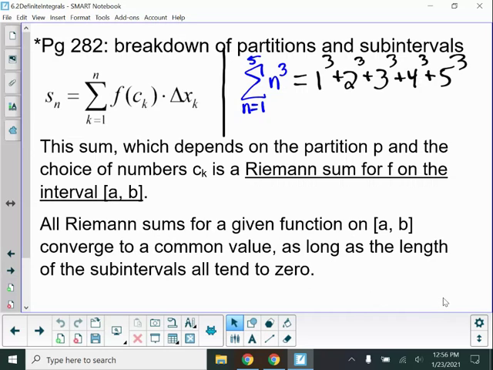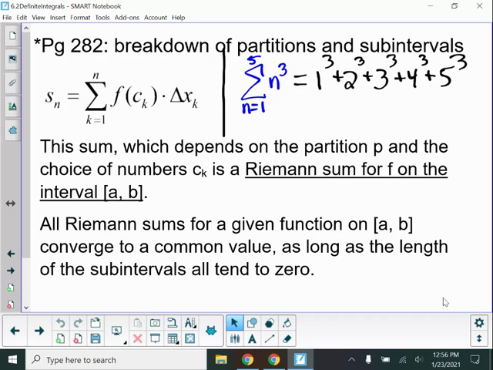There is a breakdown on page 282 in your textbook of the partitions and the subintervals. And I actually wrote out a sigma here. If we have the sigma from n equals 1, I use n instead of k, but it doesn't really matter what letter you use there as long as it's consistent. So from n equals 1 to 5 of the equation n cubed, that would be 5 terms being added together: 1 cubed, 2 cubed, 3 cubed, 4 cubed, 5 cubed. So you plug in the 1, then the next integer, then the next integer, until you get the whole way up to 5, which is on the top.